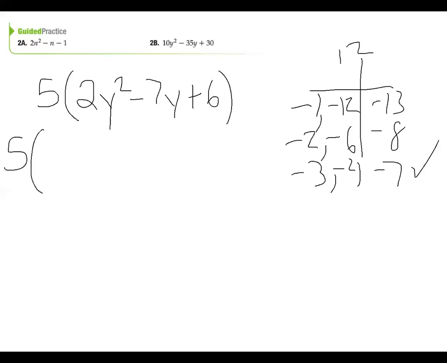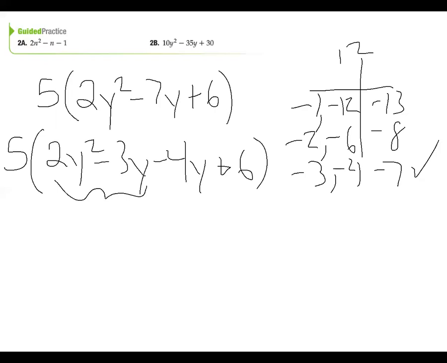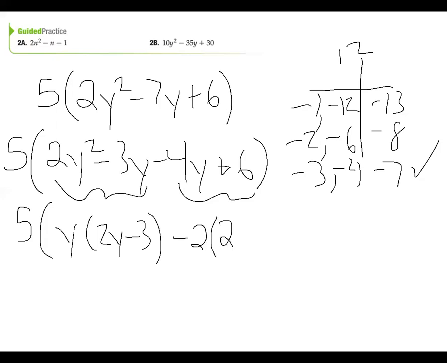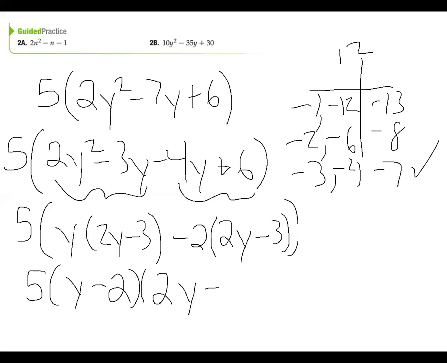So I have 2y squared minus 3y minus 4y plus 6. Group these two, so you have 5 times. You factor out a y from the first pair, so you have 2y minus 3. And the second pair, you'd have to factor out a -2, so that what you're left with is 2y minus 3. So that becomes 5 times y minus 2 times 2y minus 3.